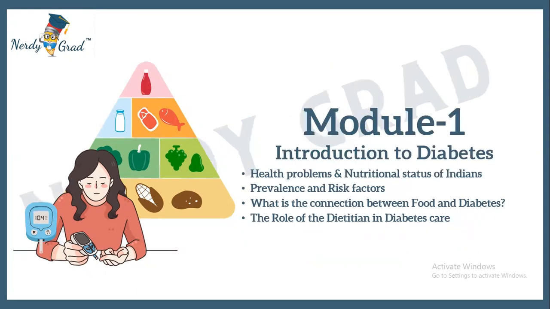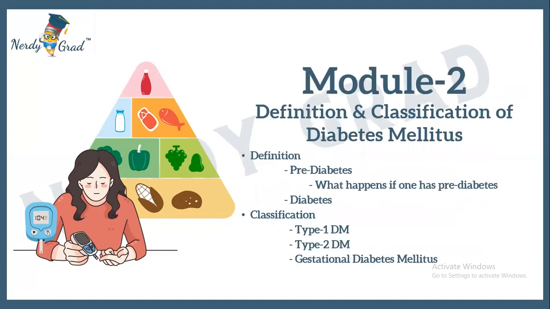In module 1, Introduction to Diabetes, we'll be looking into health problems and nutritional status of Indians, prevalence and risk factors, what is the connection between food and diabetes, the role of the dietitian in diabetes care. In module 2, Definition and Classification of Diabetes mellitus: definition, pre-diabetes, what happens if one has pre-diabetes, diabetes, classification, type 1 diabetes mellitus, type 2 diabetes mellitus, and gestational diabetes mellitus.